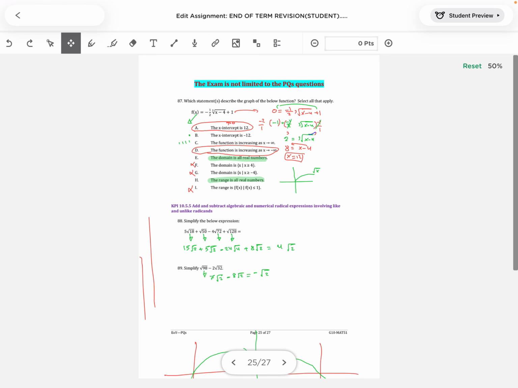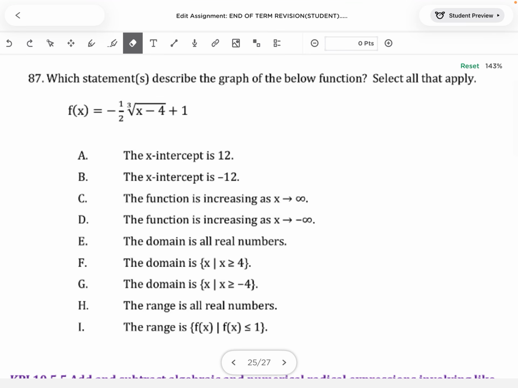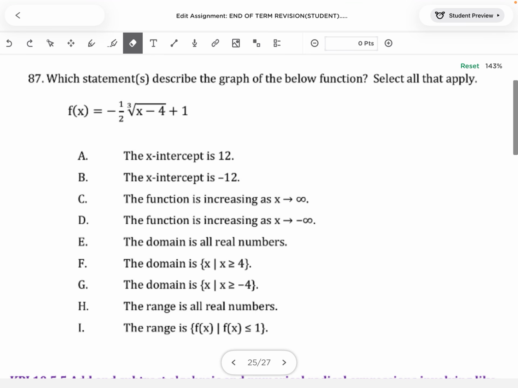Next. This one. We have to be very smart. Since I have an odd function, the domain is all real numbers and the range is all real numbers. So all other things about domain and range are not correct.